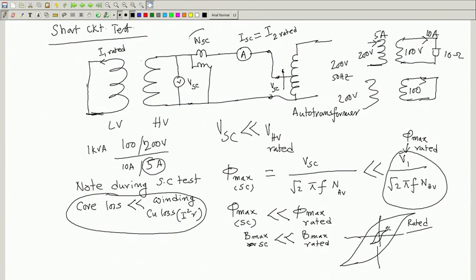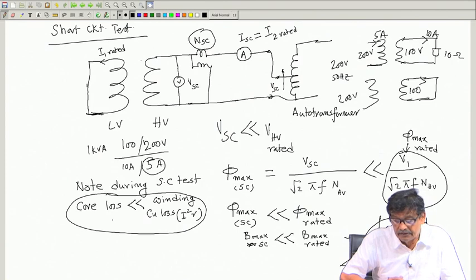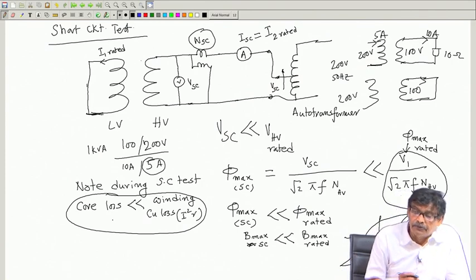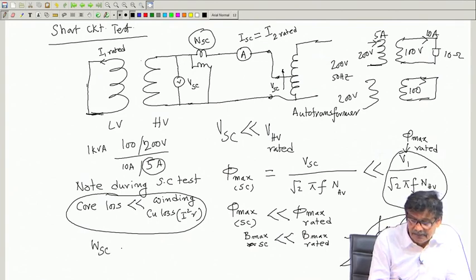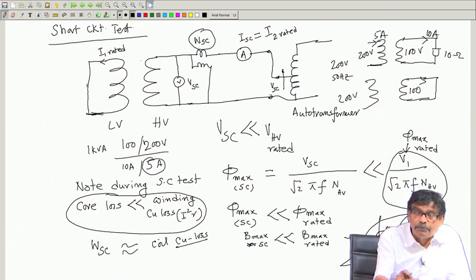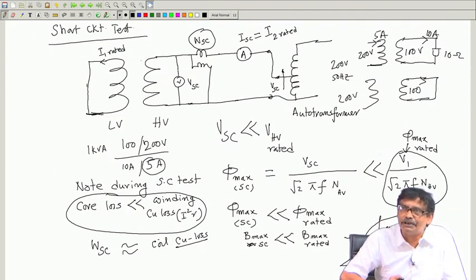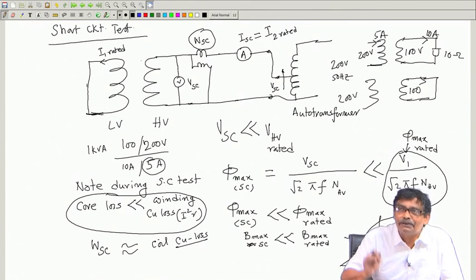Therefore, this wattmeter reading, strictly speaking, will record both the core loss and the copper loss in the winding, the sum of these two. But because core loss is very much smaller than the winding copper losses, we say that WSC is practically equal to the coil copper losses, or winding copper losses. You must know I square R loss is copper loss, it is occurring in the copper. Core loss is in the iron. That is also some I square R loss, we have seen that, but people do not call it copper loss, they call it iron loss, fine, because in the iron the eddy current flows.